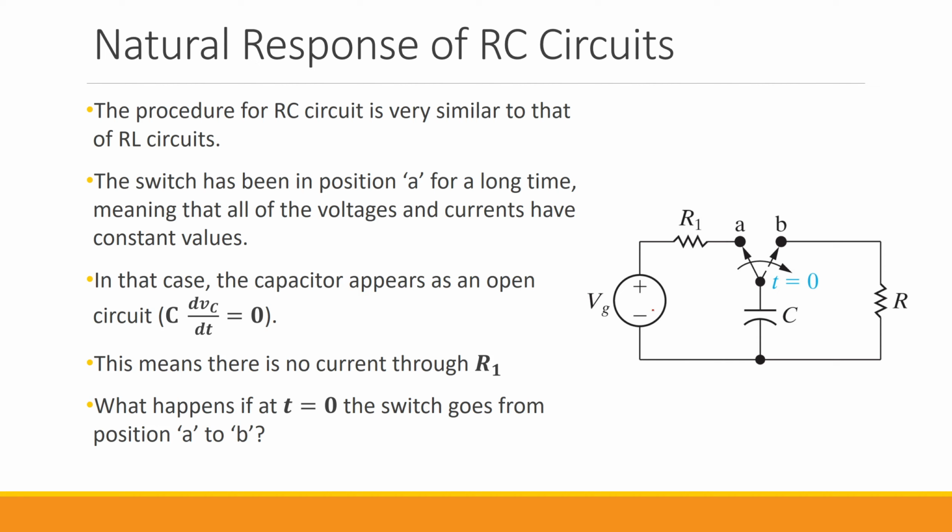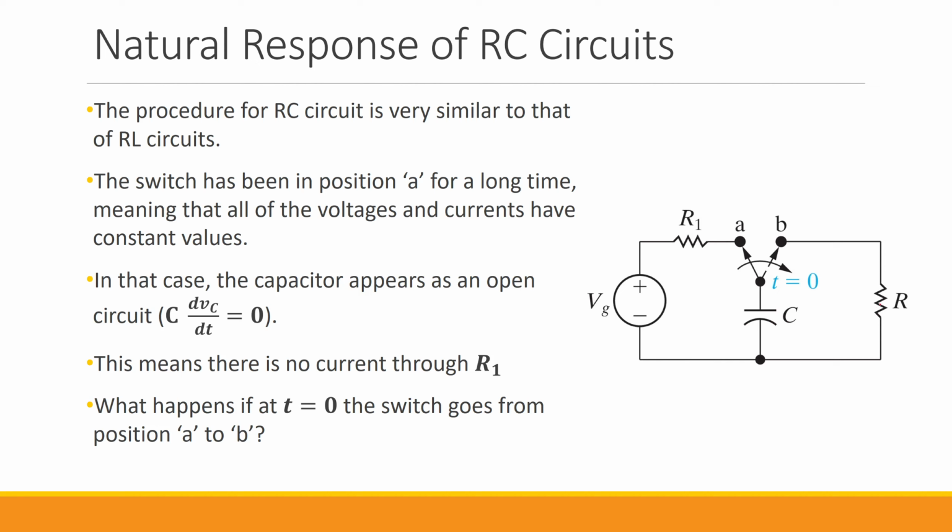Here we have an independent voltage source with the value Vg, and it's a DC voltage source, so it's constant, connected to this first resistor R1. We have this capacitor C, and we have this other resistor which we call R.